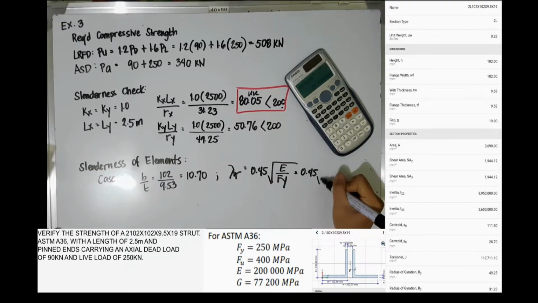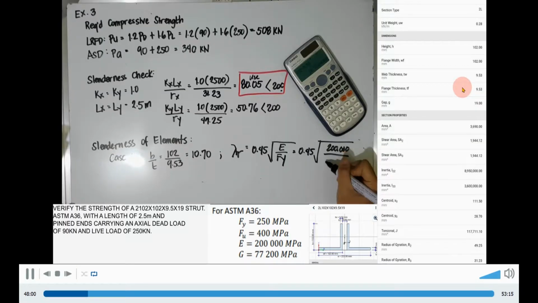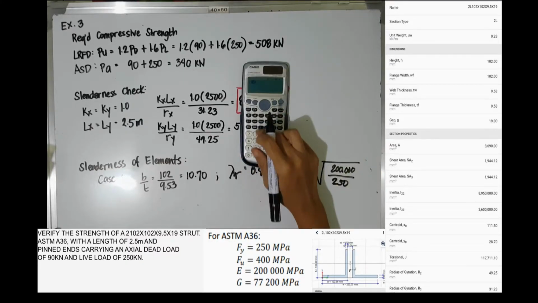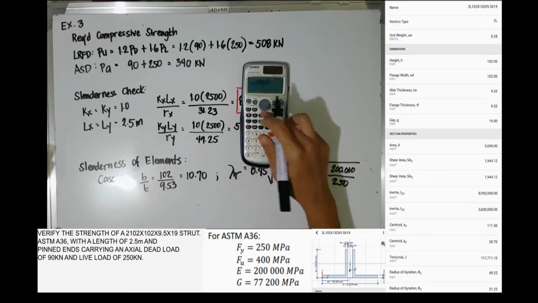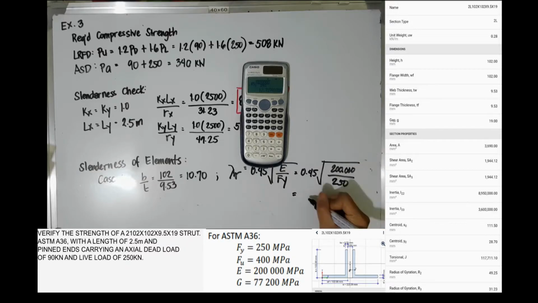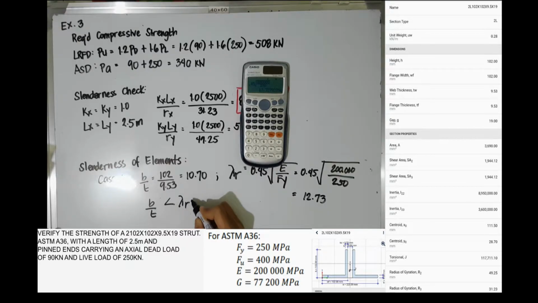So our modulus of elasticity is equal to 200,000 and Fy is equal to 250 megapascal. So calculating it, this is equal to 12.73. And we can say that the width thickness ratio is lesser than the limiting slenderness parameter. So this is a non-slender element.